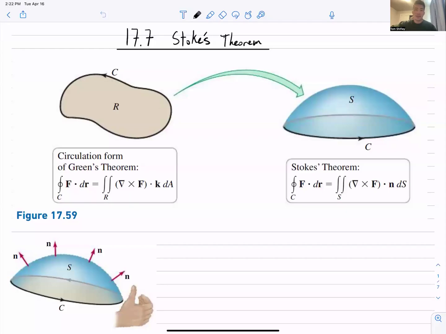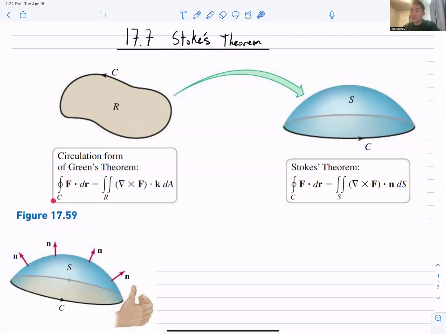Hello, Calc 3. This is my video talking about the higher dimensional versions of Green's theorem. We're going to talk about two theorems, Stokes' theorem and the Divergence theorem. Stokes' theorem is the higher dimensional version of Green's circulation form.